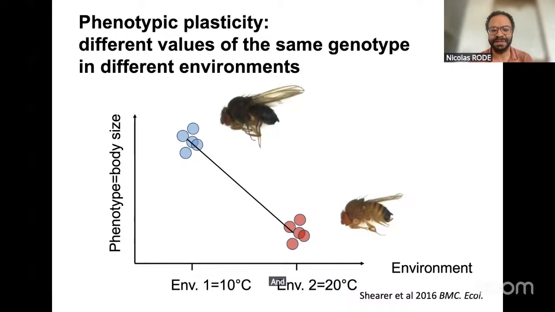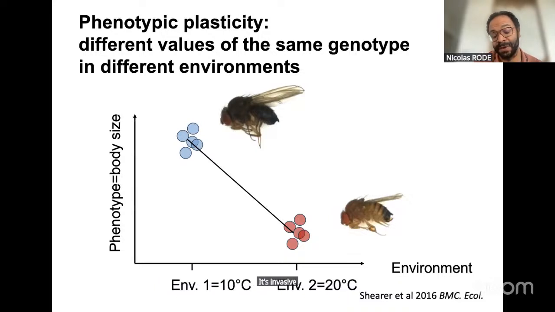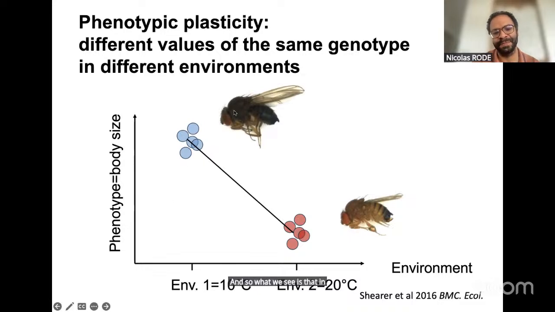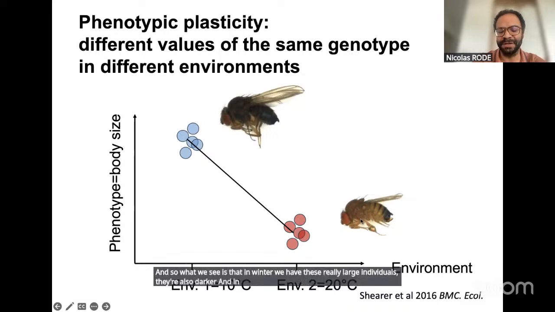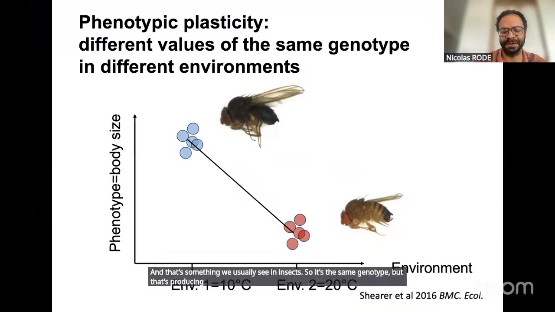And for example, that's what we see in the pest I'm studying. It's called Drosophila suzukii. It's invasive in many countries in the world, in Europe. I think it's a little bit in Ukraine, in Odessa region. And it's also invasive in North America, South America, and also in Africa, in Kenya. And so what we see is that in winter, we have these really large individuals. They're also darker. And in summer, we have smaller individuals. And that's something we usually see in insects. So it's the same genotype, but that's producing different phenotypes depending on the temperature.